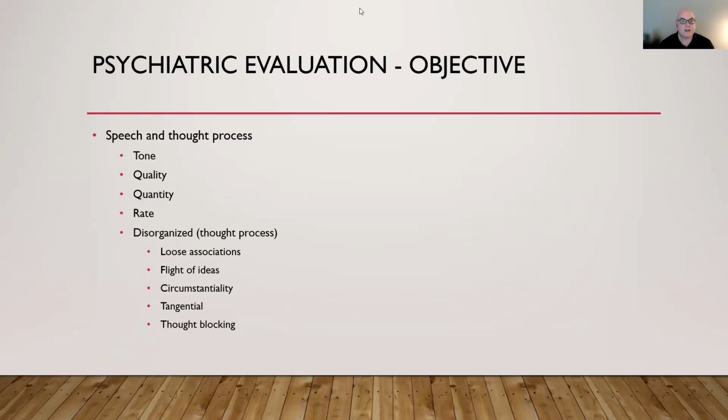Now, disorganization really speaks to that thought process. These are things like loose associations, where they're just making connections that make no sense at all. Flight of ideas, where they're just going from one subject to the other, almost like a stream of consciousness, so you just can't follow. There's no point. They're jumping from one subject to the next. Circumstantiality, where they're just talking around in circles. You ask them how they're feeling today, and they start talking about their dog and their kids and what's going on with their car and what they did in high school.